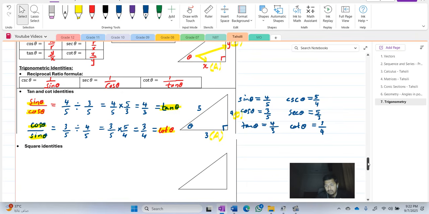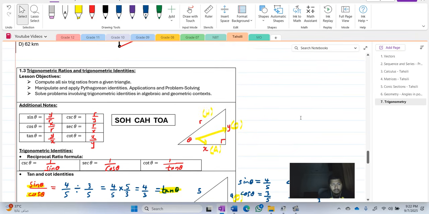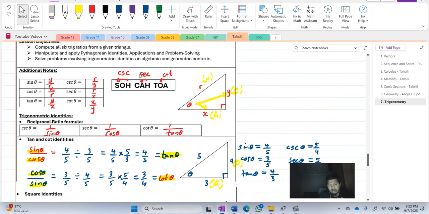Now if you go back up, hypotenuse over opposite is cosec theta, hypotenuse over adjacent is sec theta, and adjacent over opposite is cot theta. So SOHCAHTOA gives us 6 trigonometric ratios, which are sine and cosec, cos and sec, tan and cot.